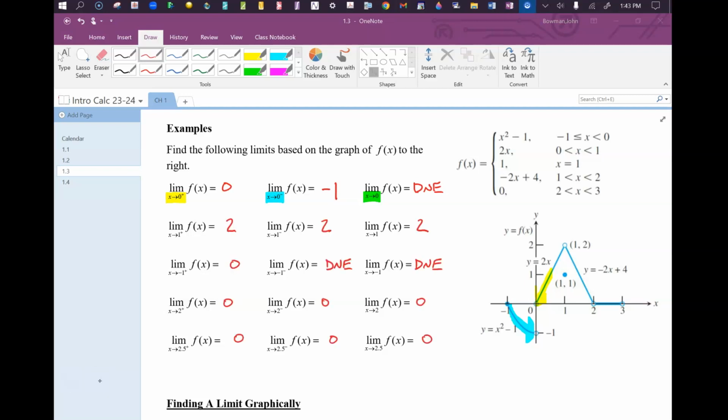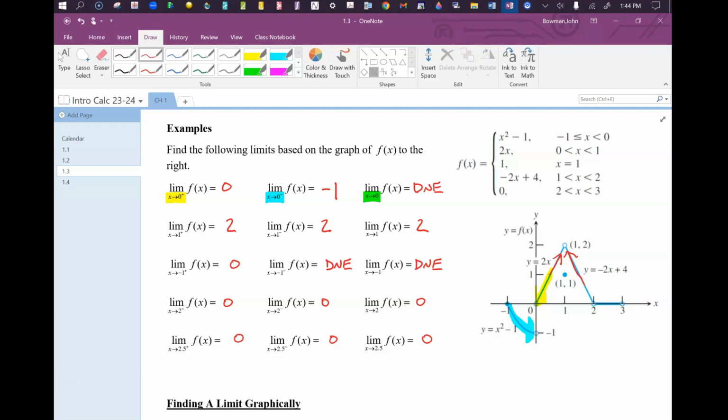The limit as x approaches 1 from the positive direction. What is f of x approaching? It's approaching 2. As x approaches 1 from the left-hand direction, it's approaching 2. Even though f of 1 is not equal to 2, the limit is equal to 2.